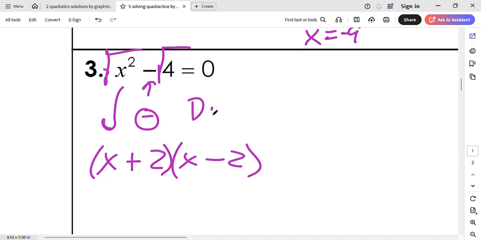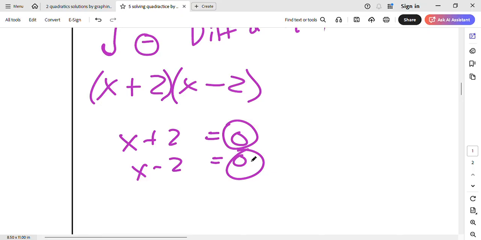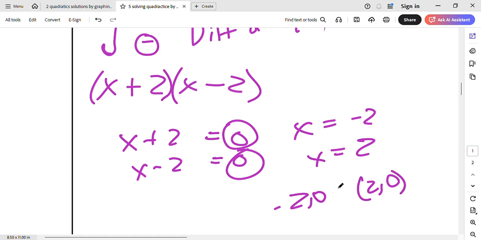This is called difference of squares. And for difference of squares, you just leave the answer like that? No, you have to complete the process and say x plus 2 equals 0 and x minus 2 equals 0, because you got to find the solutions. Well, the solutions are where y is equal to 0, which is why I'm setting y equal to 0, so that I can find where it crosses my x-axis. Yeah, x equals negative 2, x equals 2, which means negative 2 comma 0 and 2 comma 0.